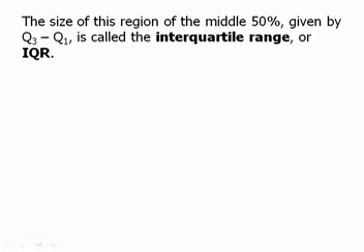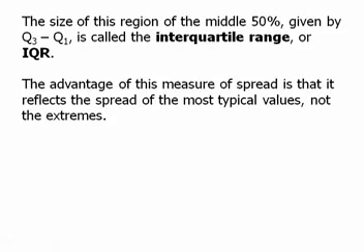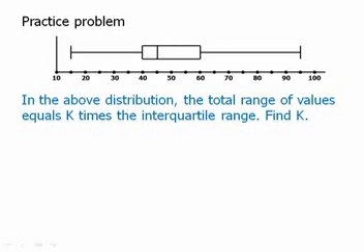The size of this region, the size of the middle 50%, given by Q3 minus Q1, is called the interquartile range, or the IQR. So that is the range of the middle 50% of the data. It's also the horizontal length of the box in a box plot. The advantage of this measure of spread is that it reflects the spread of the most typical values, not the extremes. Here's a practice problem. Pause the video and then we'll talk about this.